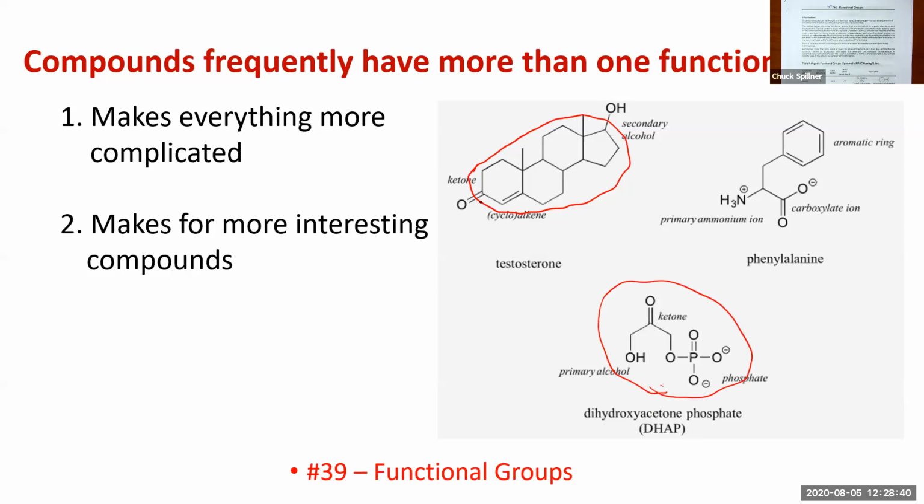In testosterone, there's a ketone right there. It says ketone. There's an alkene, and there's an alcohol, a secondary alcohol. In phenylalanine, there's an ammonium and a carboxylate. And in dihydroxyacetone, there's a phosphate and a primary alcohol and a ketone. So when you put these functional groups together in one molecule, you get some really interesting and important compounds.